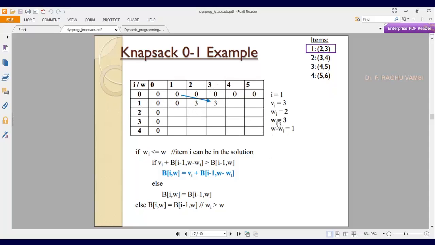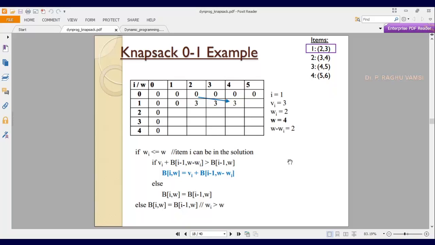So here 3 minus 2 is equal to 1, and Wi is equal to 2. 2 is less than or equal to W. Obviously, the condition is true. Whenever the condition is true, you are supposed to check for this condition. Whenever this condition is okay, then B of I comma W is equal to Vi, that is 3, plus B of I minus 1 comma W minus Wi, that is 0. So 3 plus 0 is 3. So you are supposed to place 3 here.